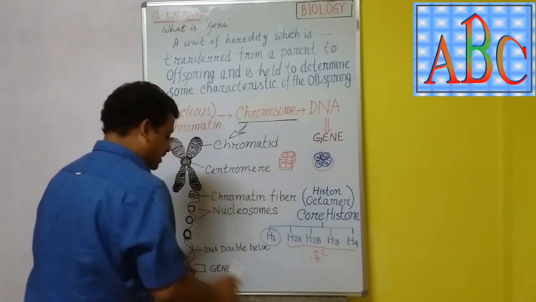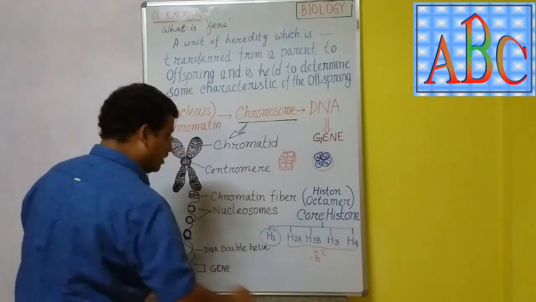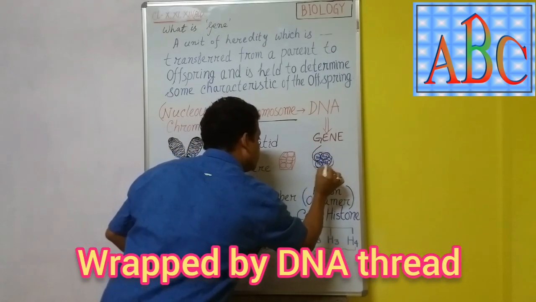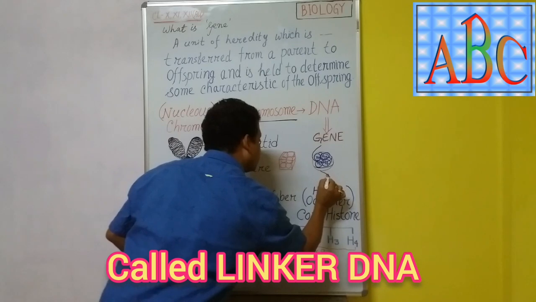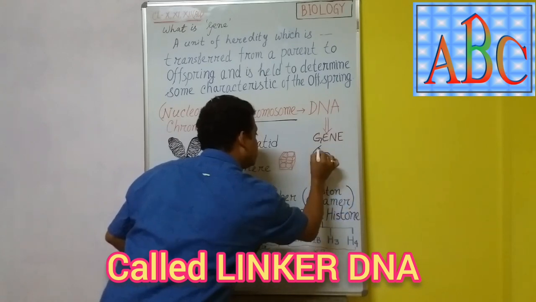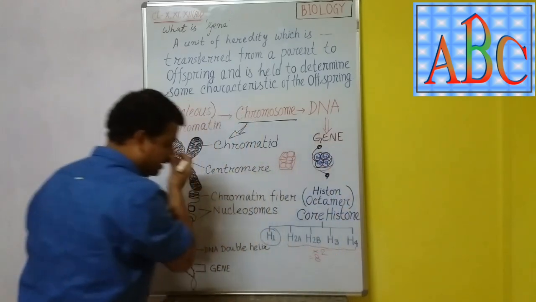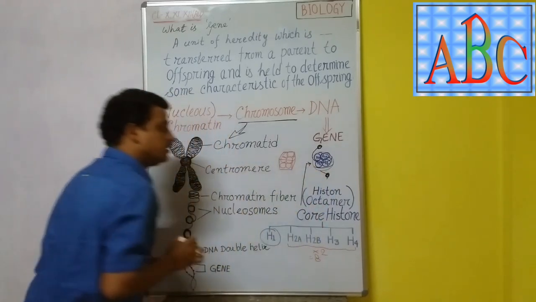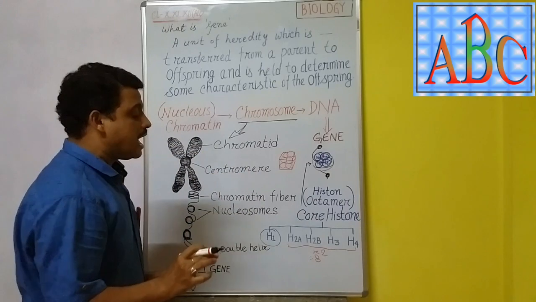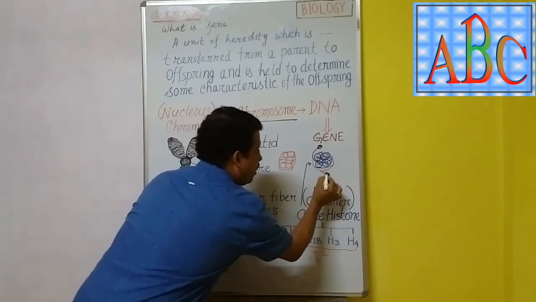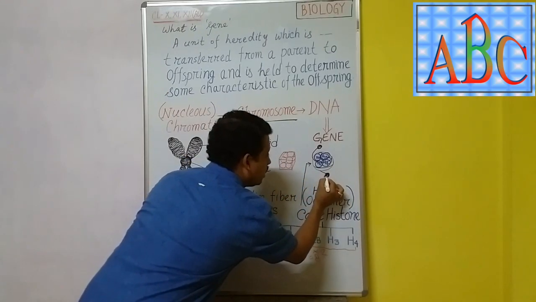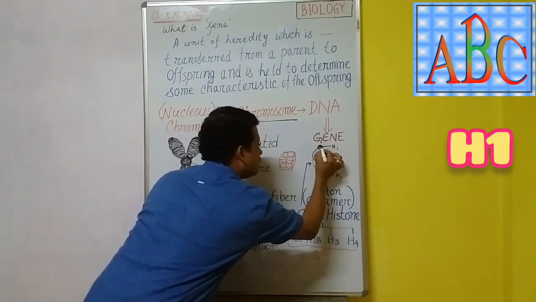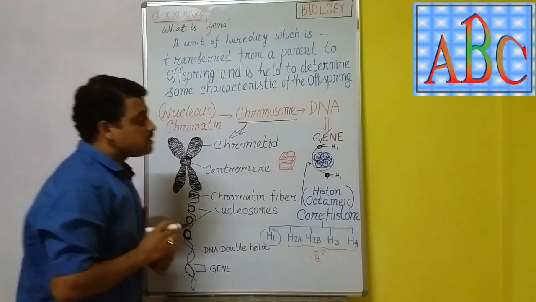Finally, it will be wrapped up by a DNA thread. A DNA thread will wrap it approximately one and three-quarter times. And outside this ball, that means the core histone, this is called the core histone octamer because it is present in the center. And outside this ball, there will be 2 balls. Here one H1, another one is H1 here.